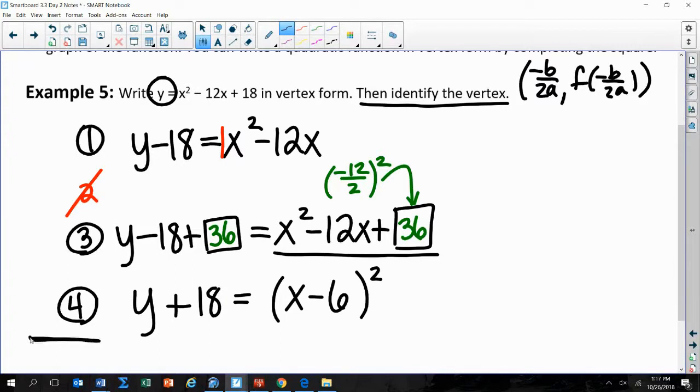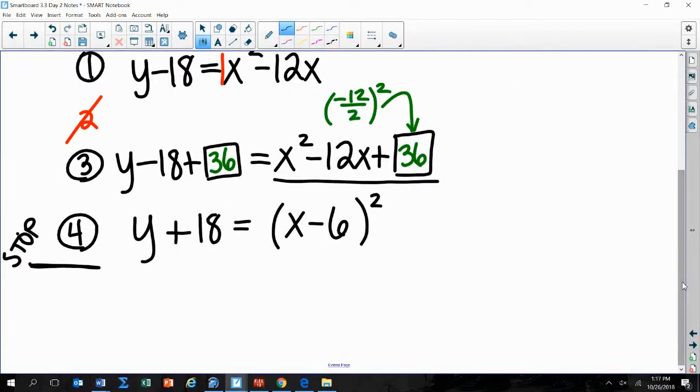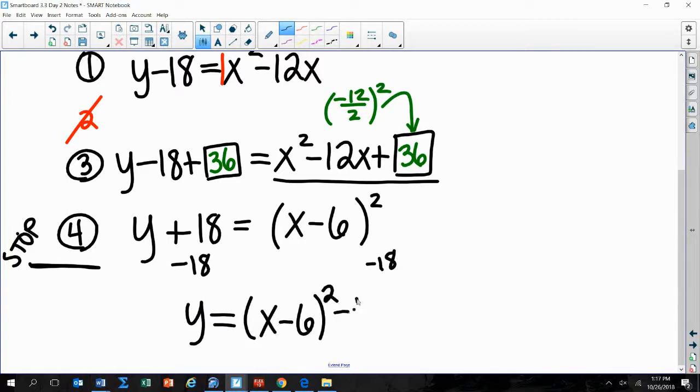And then I want you to stop following your sheet. We just need vertex form. Do I need to solve for x? No, I just want vertex form. So once I get through step 4, the only thing left I have to do is move the constant back over. See how if I move the constant back over, at this point I have y equals x minus 6 squared minus 18.